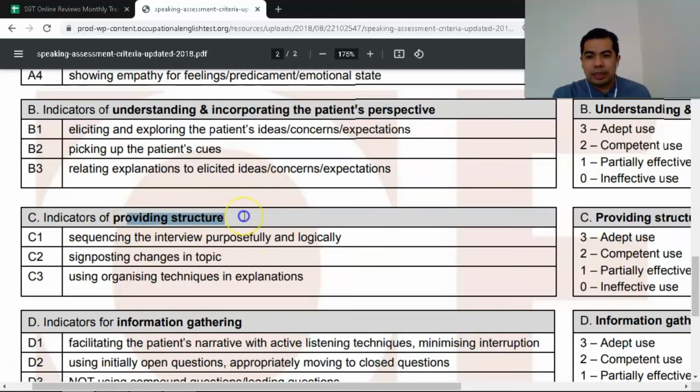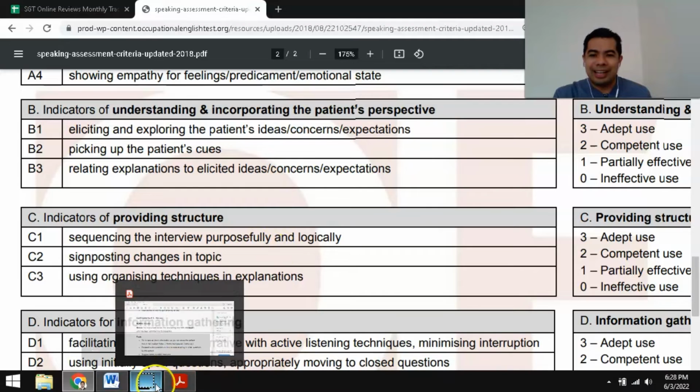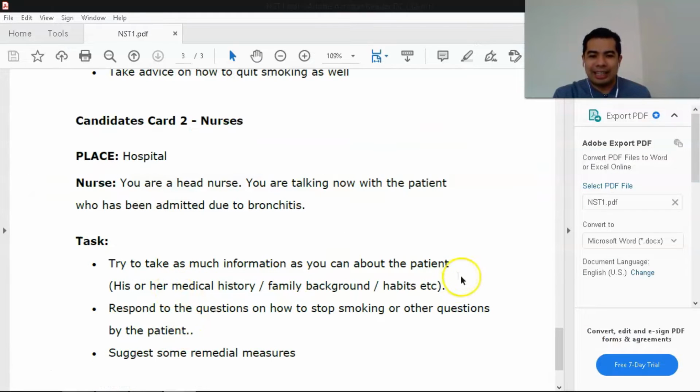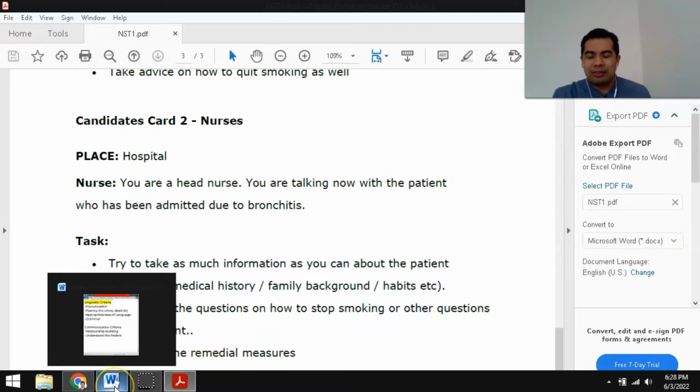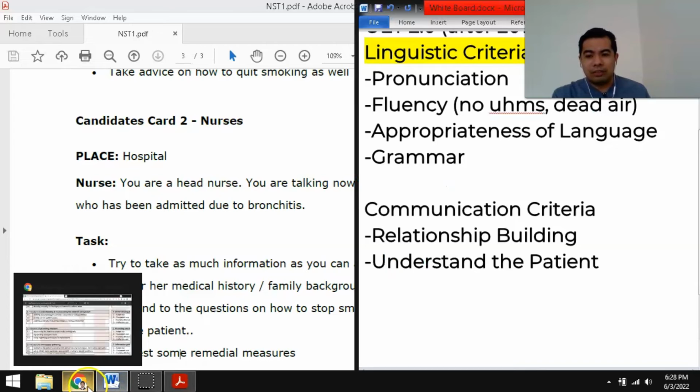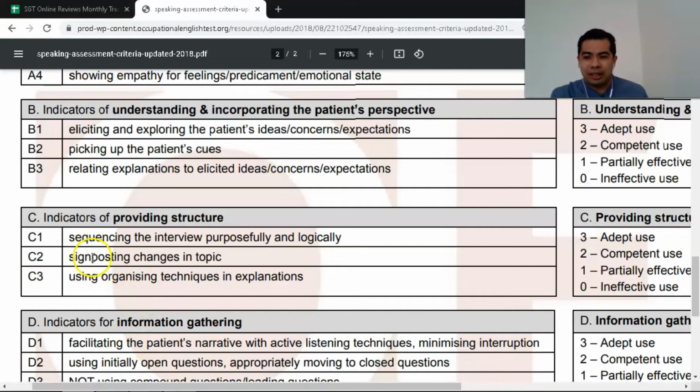Now, the next one is providing structure, but a lot of students misinterpret this as following the task exactly as it is presented, when in fact, it's not really about following the task. What the criteria here is checking for is, can you respond accordingly to the patient's concerns? So when it says sequence the interview purposefully and logically, it should make sense.